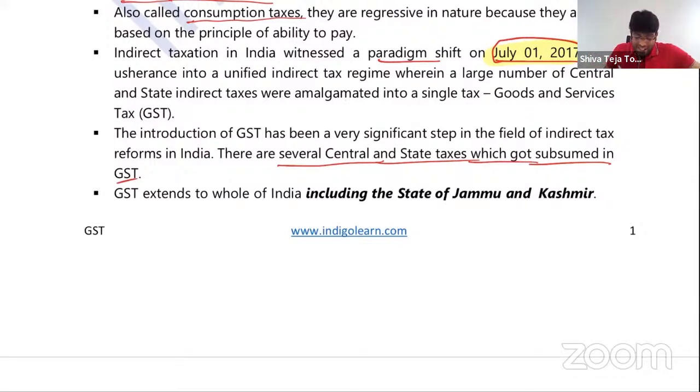Next point. GST extends to the whole of India, including Jammu and Kashmir. In fact, my dear friends, for your knowledge, let me tell you, initially when GST started on 1st of July 2017, it was applicable to the whole of India except Jammu and Kashmir. But on 8th of July 2017, Jammu and Kashmir also gave their consent for GST. And technically, with effect from 8th July 2017, GST became applicable to the whole of India, including Jammu and Kashmir.